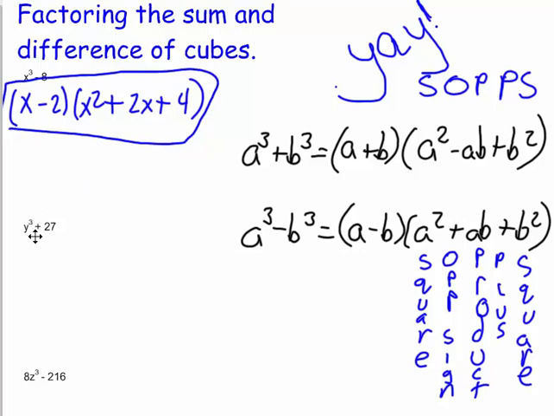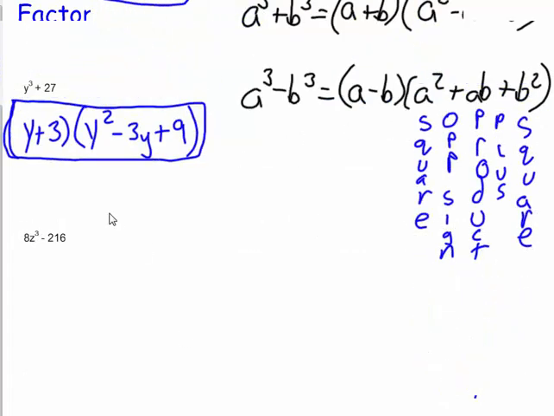So try this one out real quick using our method. Let's see if we get the right answer. Go ahead and hit pause. Alright, so here's what I got right here. Sorry, I just moved the page on you a little bit. Here's what I got right here. Y plus 3, the cube root of 27 is 3. The cube root of y cubed is y. And then y squared minus 3y plus 9.